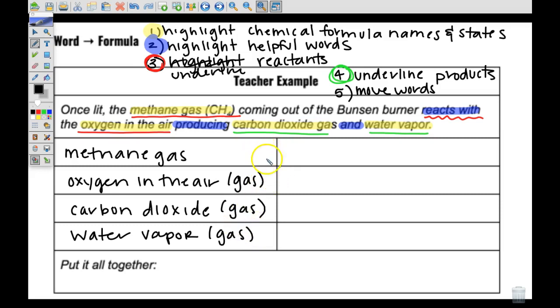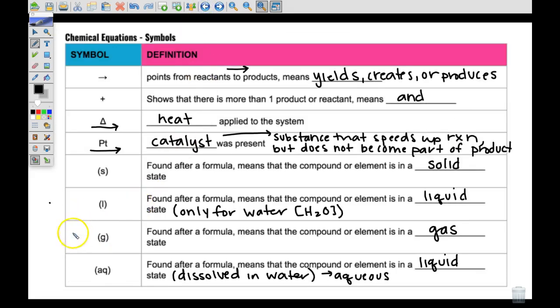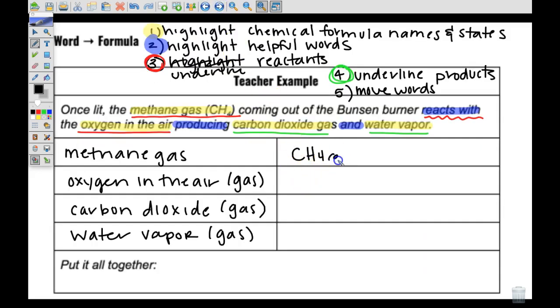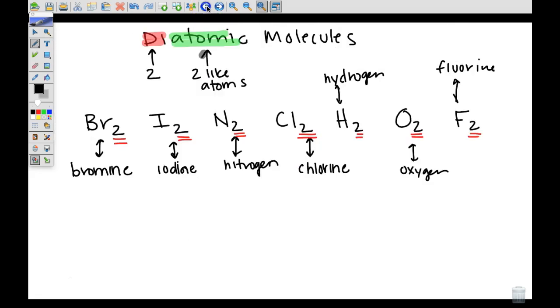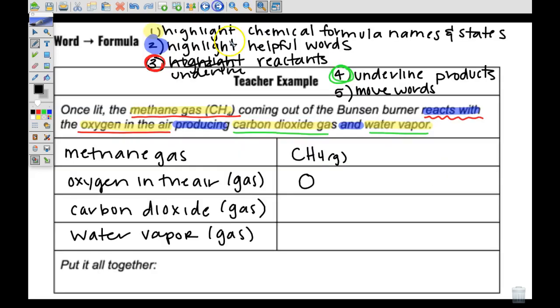Now I'm going to translate these words into their formulas. In my problem it says that I have methane gas, and it gives me a formula, so that one's easy to start with. It's CH4, and because it's a gas, I need to use this symbol after the formula, so we write a little g down here. My next chemical is oxygen, but we just talked about oxygen in the form of a diatomic molecule, so it's not just O, it's going to be O2. And because it's also a gas, we put a little g down here as well.